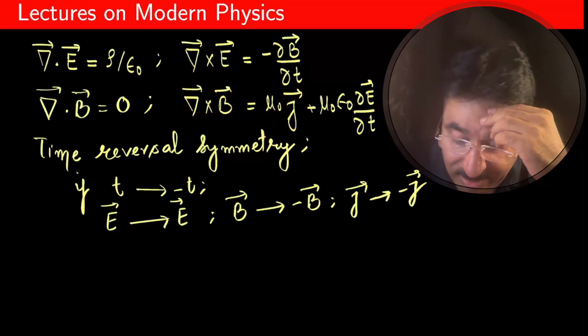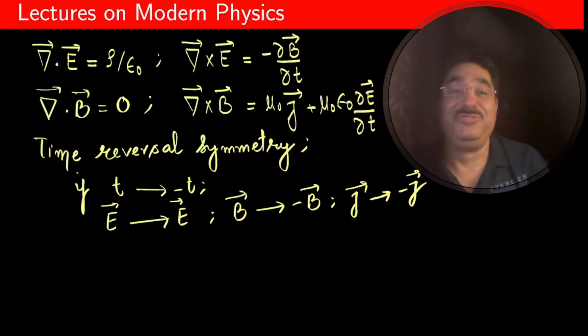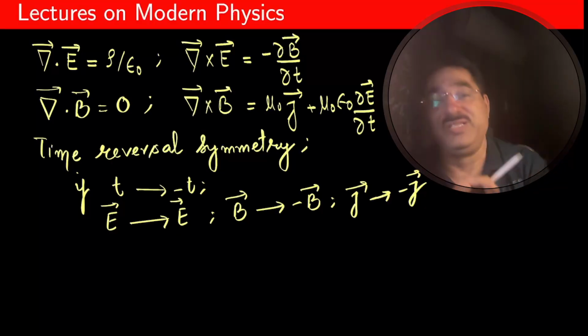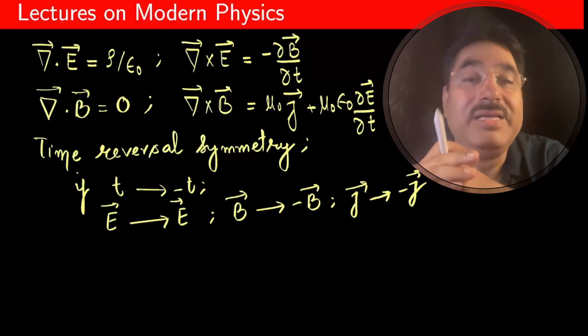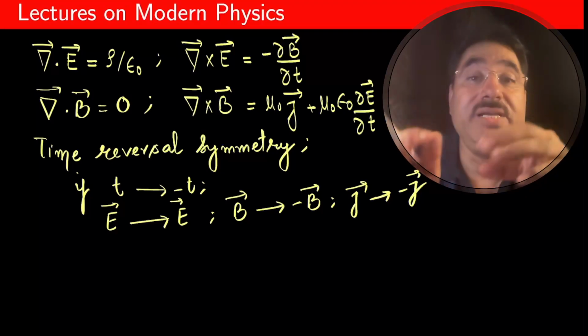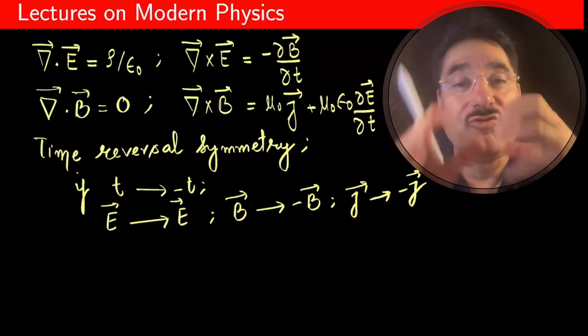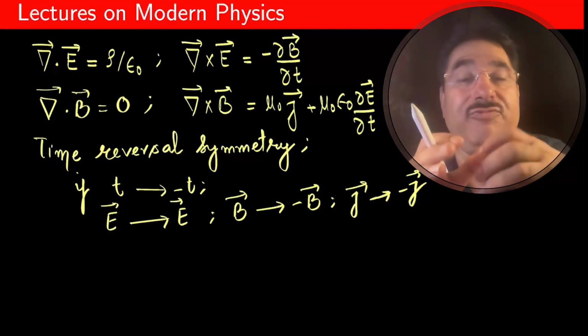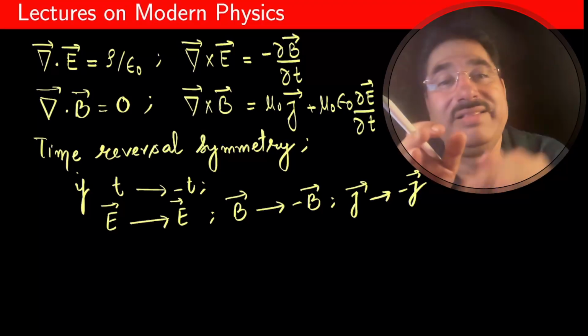Fine. What about this term? E does not flip sign, but t flips sign, so this term becomes minus. The minus will cancel throughout, so it will retain the same form. Beautiful. It's wonderful to see that all four Maxwell's equations are time reversal symmetric, which means that if you reverse time, the equations retain the same form. If equations retain the same form under any operation, we say that the laws are symmetric under that operation.